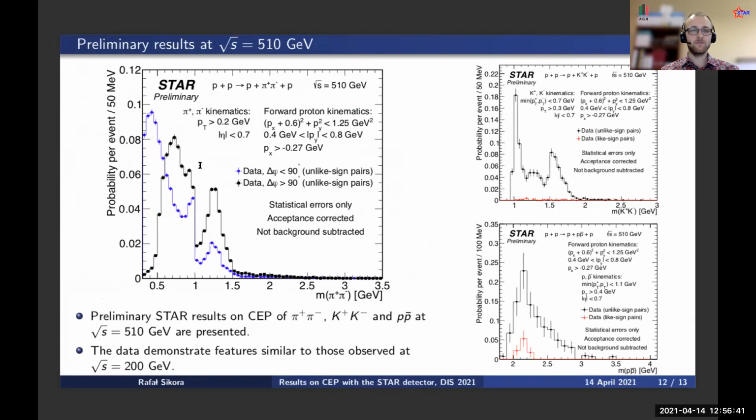You can see the invariant mass spectrum for the pi-pi pair on the left-hand side for the 2 configurations of the forward-going protons. Generally, the features of those spectra are in agreement with the 200 GeV results. The statistics may be slightly better, so please stay tuned for those results to come.